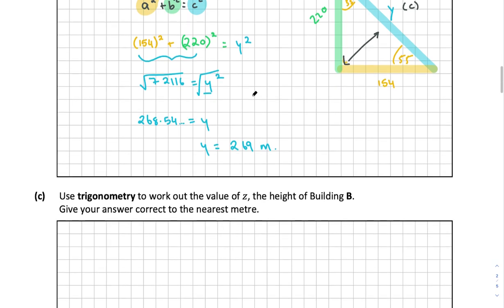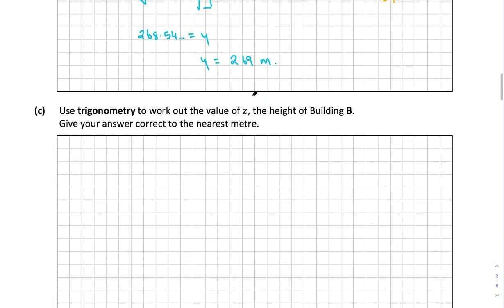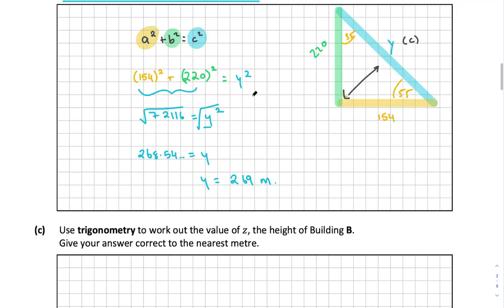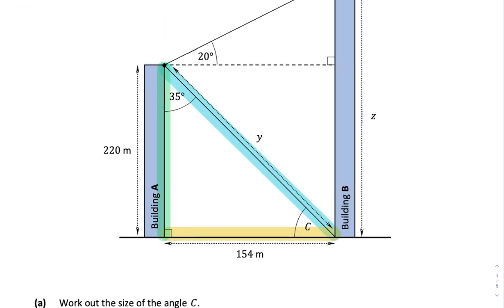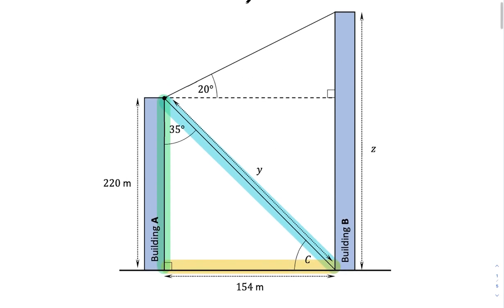The last part then is use trigonometry to work out the value of z, the height of building B. Well, if I look at where that is involved, and we start to fill in what we can, that 154 we said, that's the distance between the two buildings. But that's the same whether I'm at the base of the two buildings or I'm at the top of building A and halfway up building B or 3/4 of the way up. That distance is the same no matter what. So long as I'm talking about directly across, that distance is always going to be the same. So that yellow side remains the same.